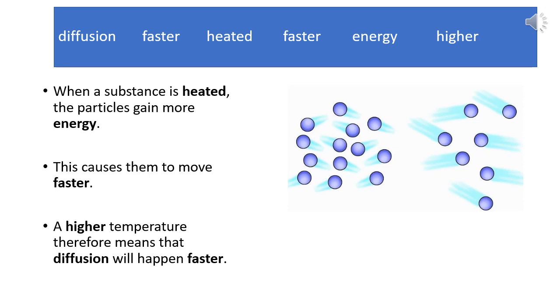So this should now give you an idea of what happens to diffusion. As it says at the bottom, a higher temperature means that diffusion will happen faster. Keep watching because the practical is coming up next. Make sure that you are listening to the instructions in the practical as well.